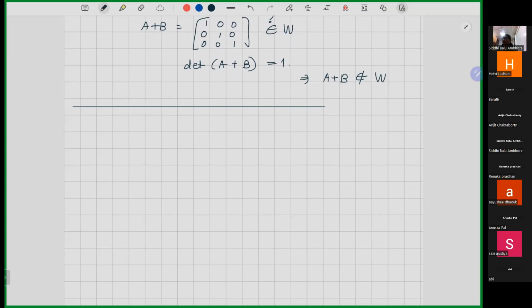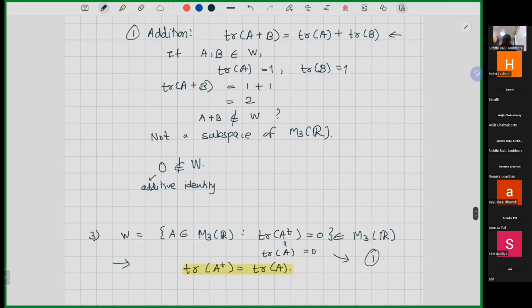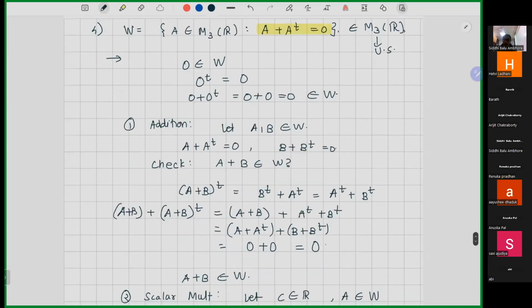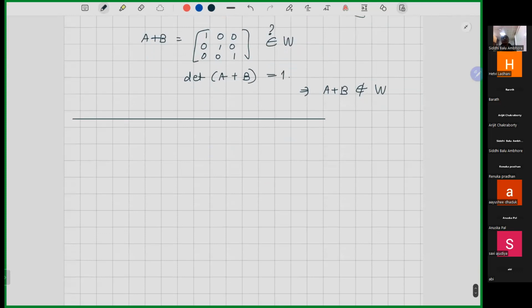So we got the flavor of everything. Okay. So the first thing to check is whether 0 is there or not, and then go for checking scalar multiplication and addition, whether they belong to our W or not, that is, whether our W is closed under scalar multiplication and addition or not. That's the process of checking whether something is a vector subspace or not. Okay, so we'll move to the next question.